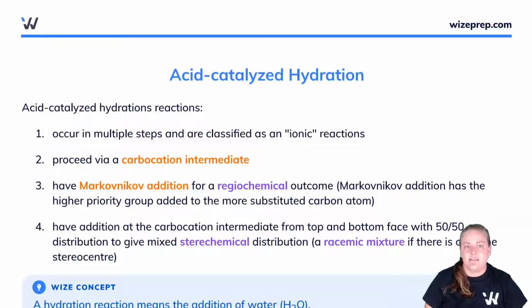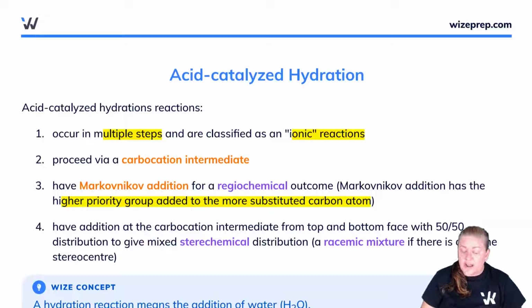Now, acid-catalyzed reactions occur in multiple steps and are classified as ionic reactions, as you just saw. These proceed via a carbocation intermediate and also have Markovnikov addition for a regiochemical outcome, where Markovnikov addition means the higher priority group is added to the more substituted carbon atom.